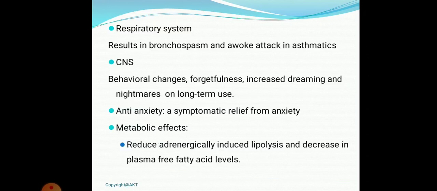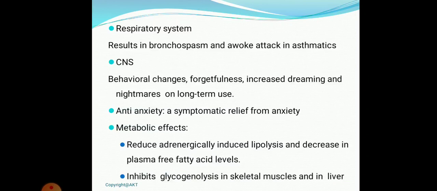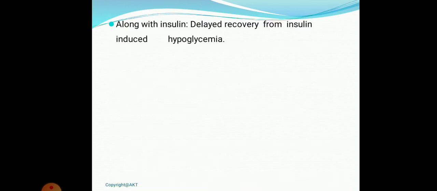Metabolic effect, it can reduce adrenergically induced lipolysis and decreases the plasma free fatty acid level, can reduce gluconeogenesis. It inhibits glycogenolysis from the skeletal muscle and in the liver and tends to reduce the blood glucose level. But there's a complication with that. That is, if a non-selective beta blocker is administered along with insulin at the same time, it can delay the recovery from insulin-induced hypoglycemia and also can mask the symptoms of hypoglycemia.